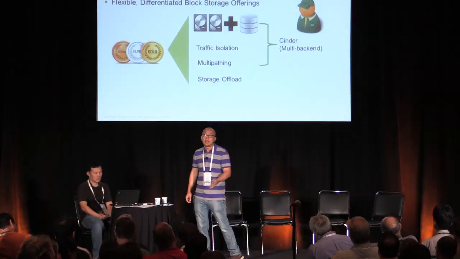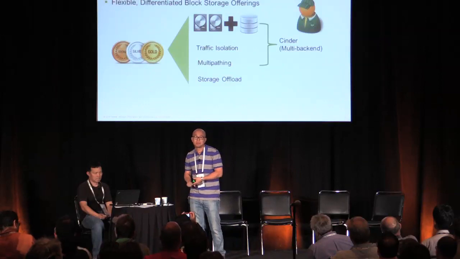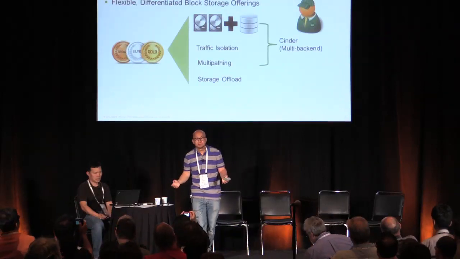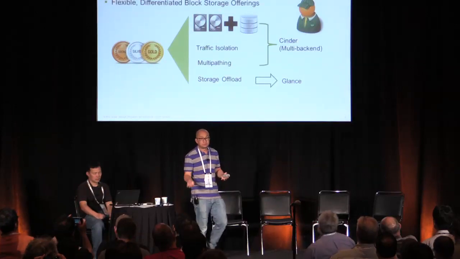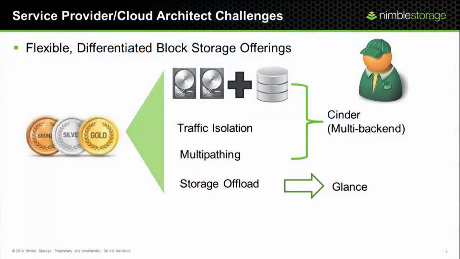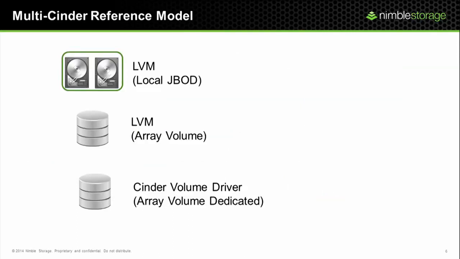So the first three asks could be easily complemented with a multi-Cinder backend. The next one is enabled through Glance, boot from volume, clone from snapshot. We'll show you a screenshot of what to do when you have this implementation. Now, with a reference model like this, this is exactly what one of our service provider customers has done in their OpenStack cloud. Unfortunately, I don't have permission to share their name. Once I do, you can expect a blueprint from us on how exactly they did it.